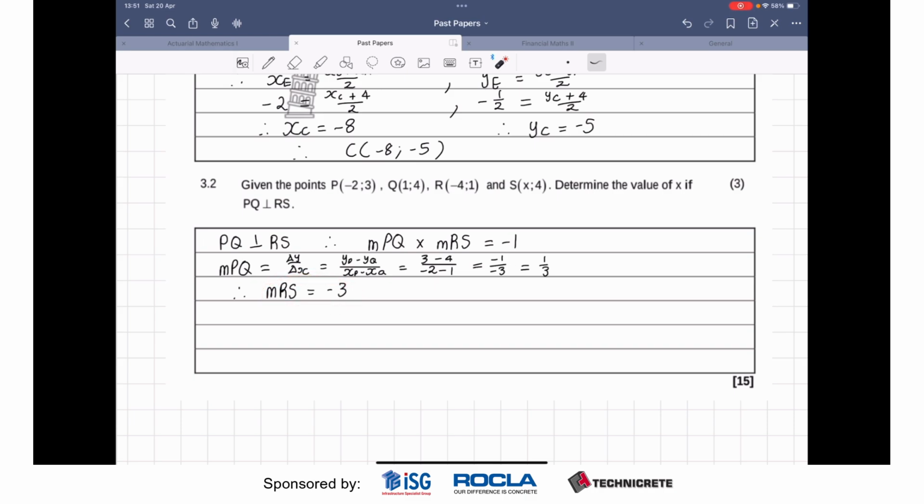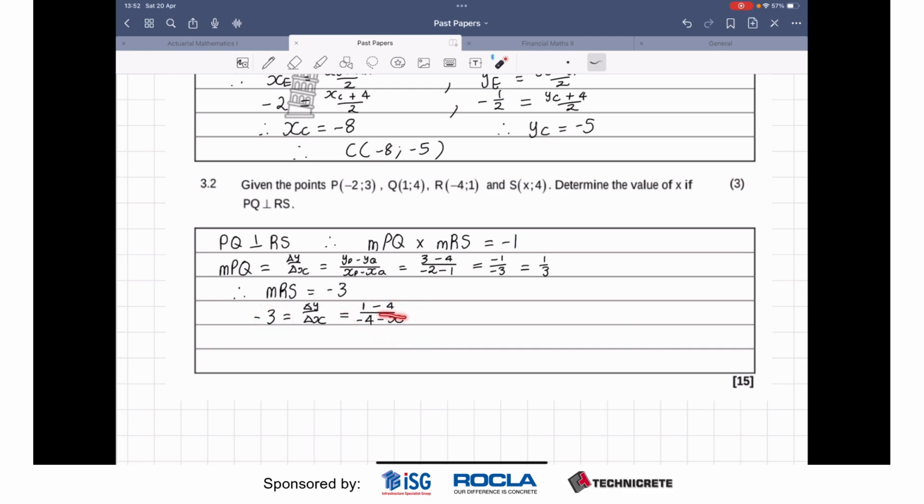Alright, now I know the gradient of RS, and I can use the gradient formula in the same way that I did for P and Q. So the change in y over the change in x, but for R and S now, is going to be equal to -3. And now the y and the x that I'm using are R and S. So I know the y of R is 1, and I know the y of S, which is 4. And I know the x of R is -4, but I don't know the x of S. So this is equal to -3, and I can just solve for x.